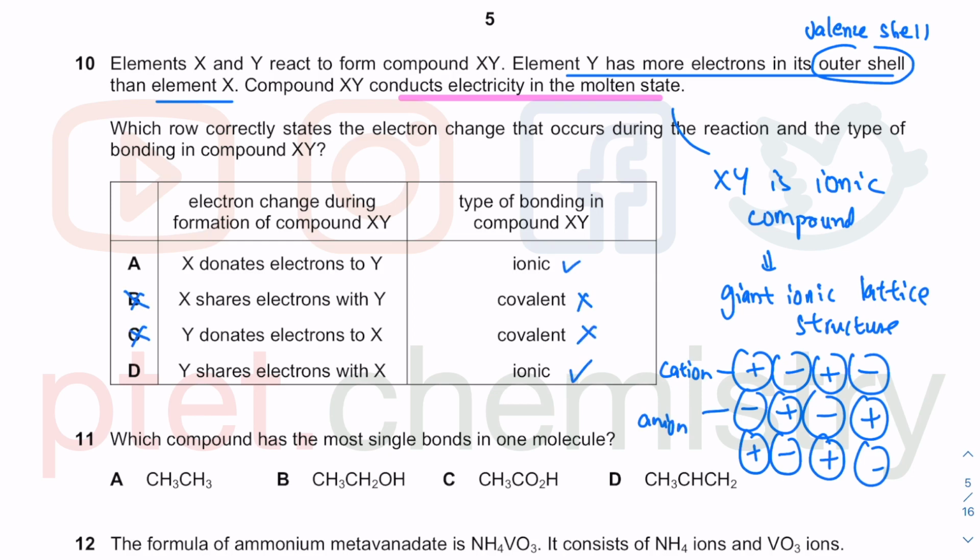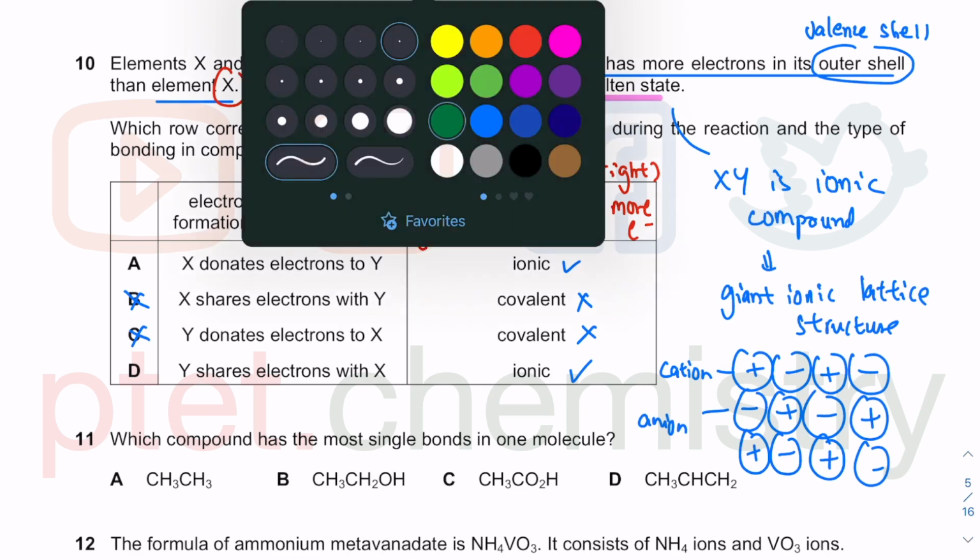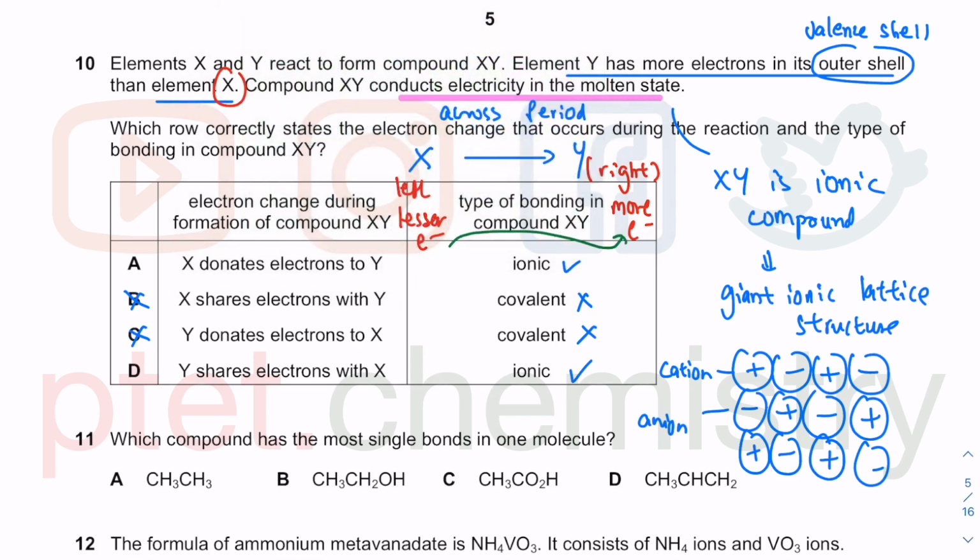Now, X has fewer electrons in its outer shell. Sorry, X has fewer because we go from X to Y across a period. If you go from left to right across a period of the periodic table, Y is on the right hand side, and if Y is on the right side, it has more electrons because your group number increases, therefore you have more and more outer shell electrons compared to X, which is on the far left, so X has fewer electrons. What actually happens is you transfer the electrons from the metal X to the non-metal on the right hand side, Y.